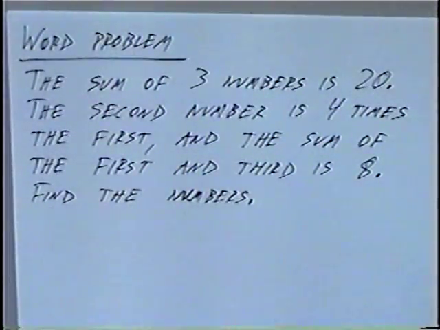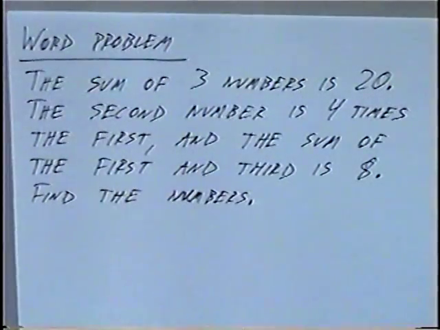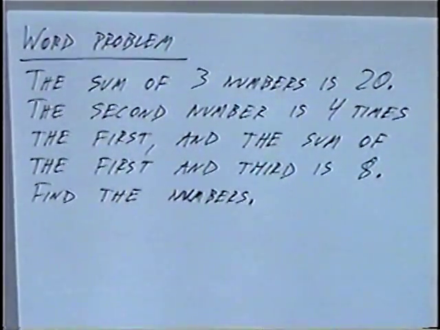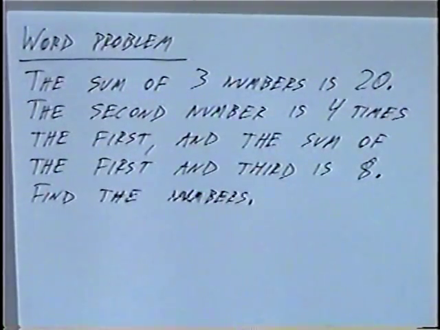The sum of three numbers is 20. The second number is 4 times the first, and the sum of the first and third is 8. Find the numbers. In this question, we can write equations using 3 variables for the 3 numbers, and then we can solve for the 3 variables.